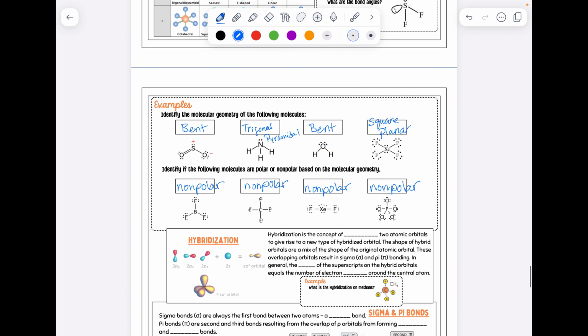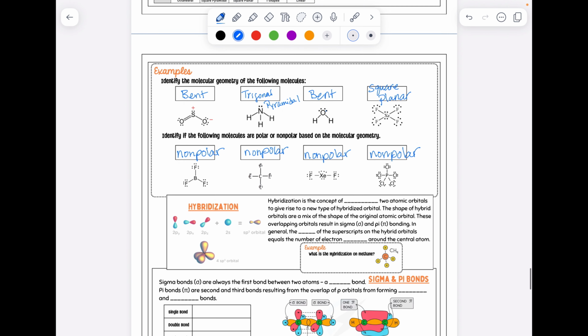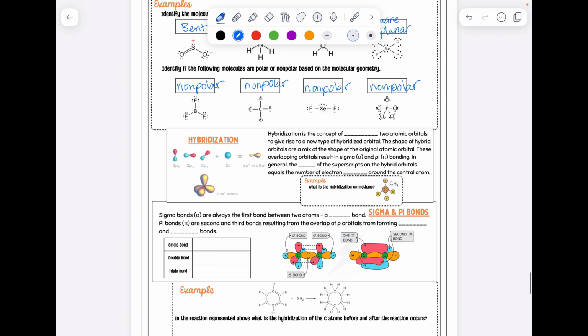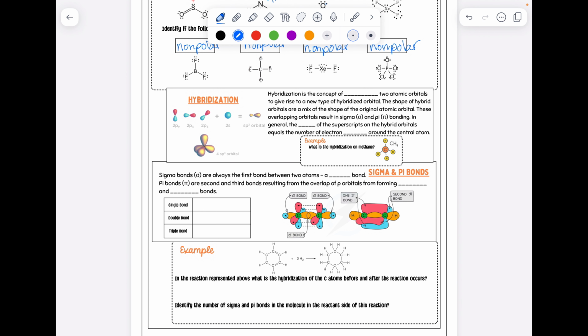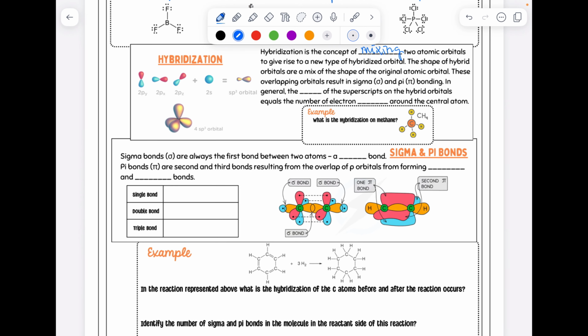Okay, so those were all nonpolar based off of their symmetries. We're going to talk about hybridization next, and hybridization is the concept of mixing 2 atomic orbitals. So you'll be asked what the bond hybridization is. This is when 2 nonmetals bond, their orbitals form a hybrid. And this gives rise to a new type of hybridized orbital, and the shape of the hybrid orbitals are a mix of the shape of the original atomic orbitals.